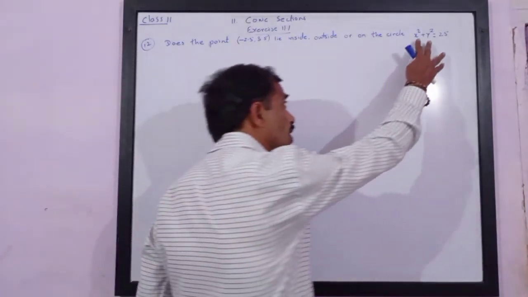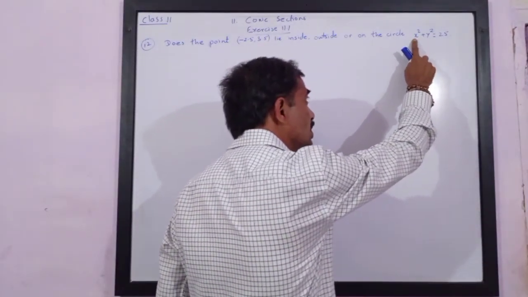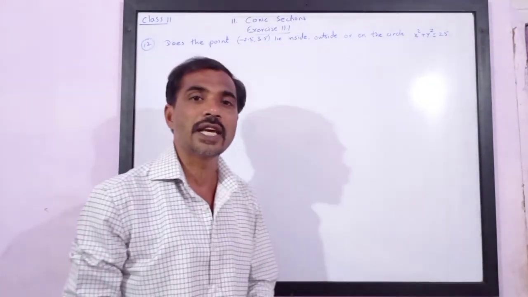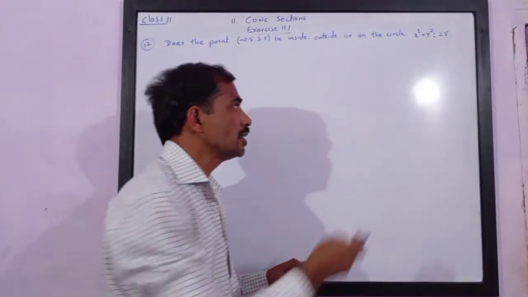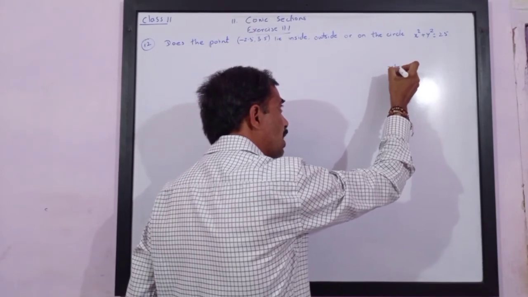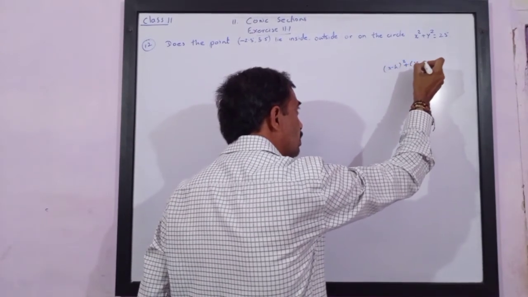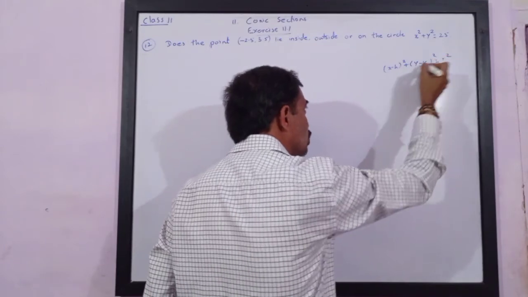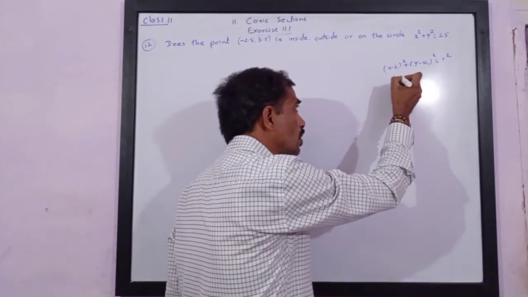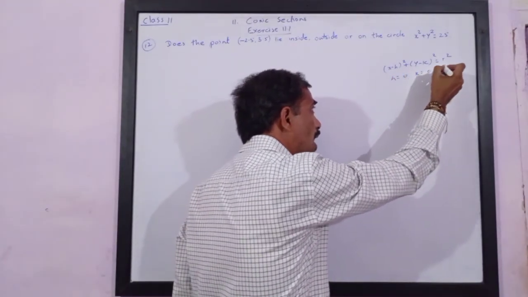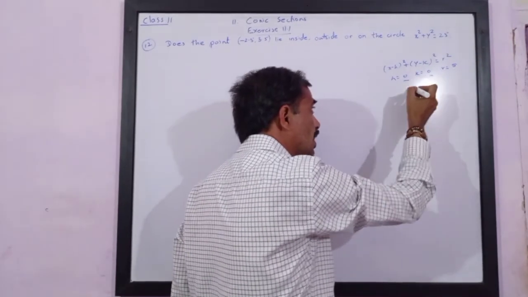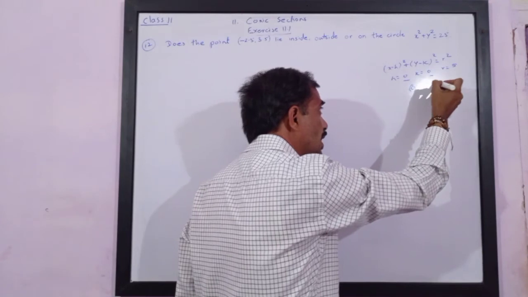This is the equation of a circle. Since it is x square plus y square, we know the equation of a circle with center (h, k) is (x minus h) bracket square plus (y minus k) bracket square is equal to r square. If you compare this equation with this, we get h is equal to 0, k is equal to 0, and r is equal to, please note, 25 is 5 square. It means the center of the circle is (0, 0) and the radius is 5.